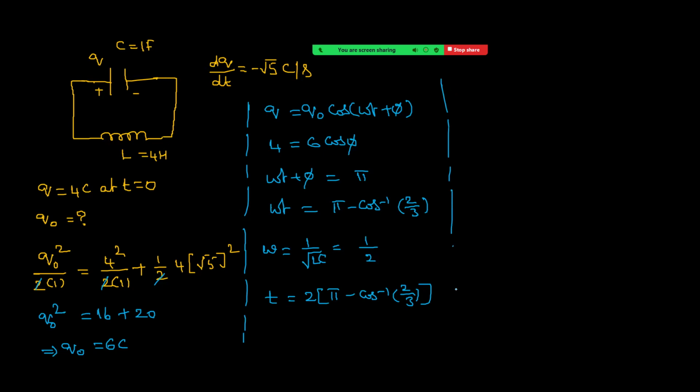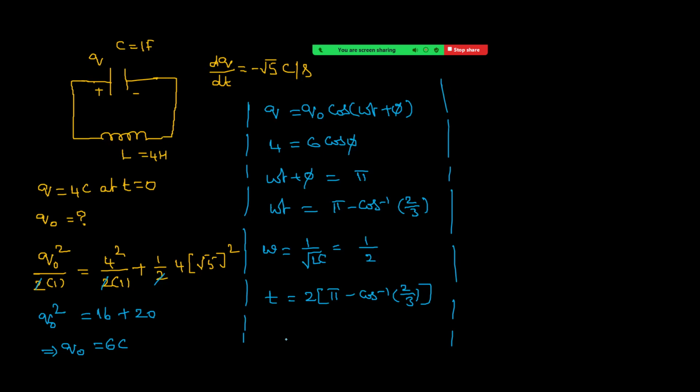Coming to the next question. Choose the correct option from the following. Maximum current in the circuit is 4 ampere. Right. See how to verify that.